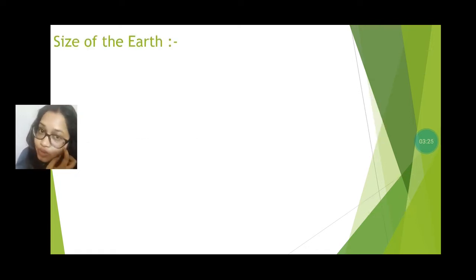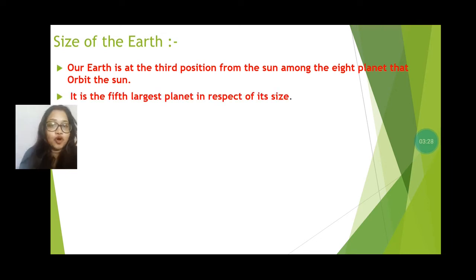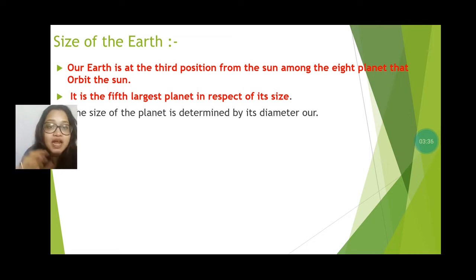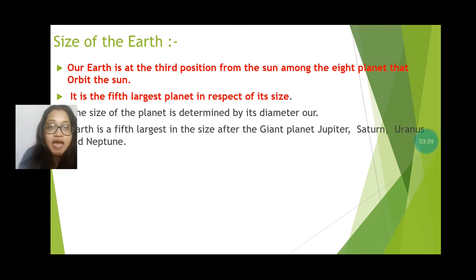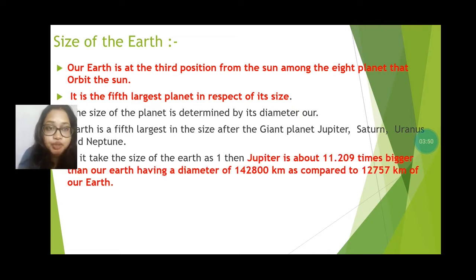Now we will discuss the size of the Earth. First of all, you know that our Earth is in the third position from the sun among the 8 planets, and it is the 5th largest planet in size. The size of a planet is determined by its diameter, and you already know diameter means equatorial diameter and polar diameter. So the Earth is the 5th largest in size after Jupiter, Saturn, Uranus, Neptune.